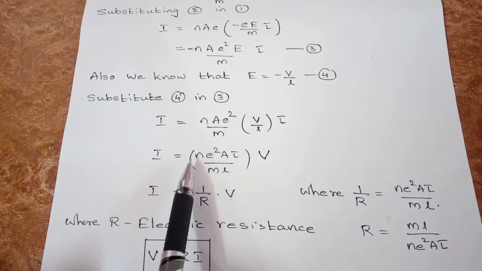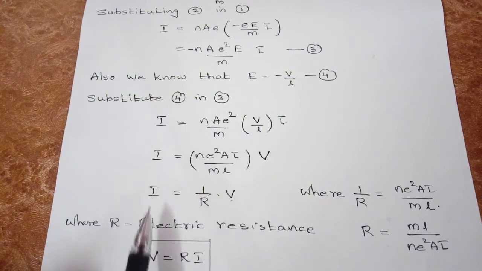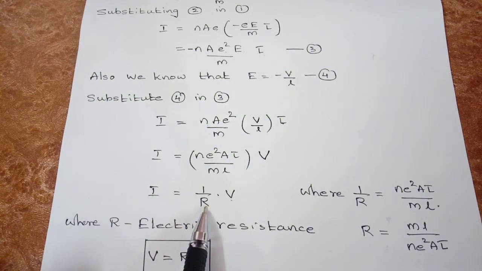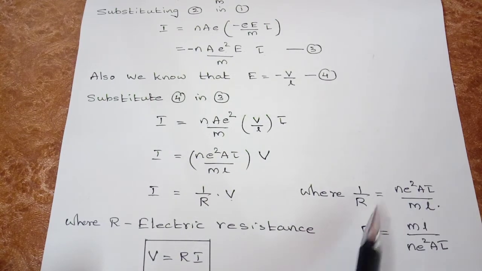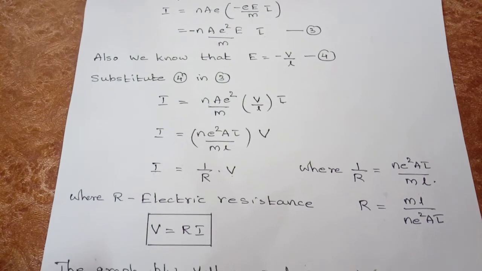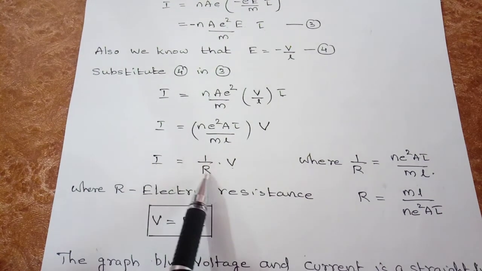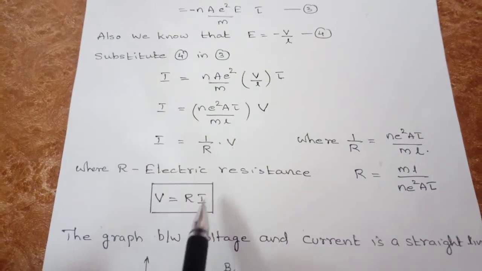So each and every term inside the bracket is a constant, and that can be replaced by a single constant, and that single constant is nothing but 1 by R. 1 by R is equal to n e square A tau by m L, and therefore R is equal to m L divided by n e square A tau. And this particular proportionality constant is called electrical resistance. We already studied this in 10th standard. Since I is equal to 1 by R times V, I can write V is equal to RI, or V proportional to I. This is Ohm's law.